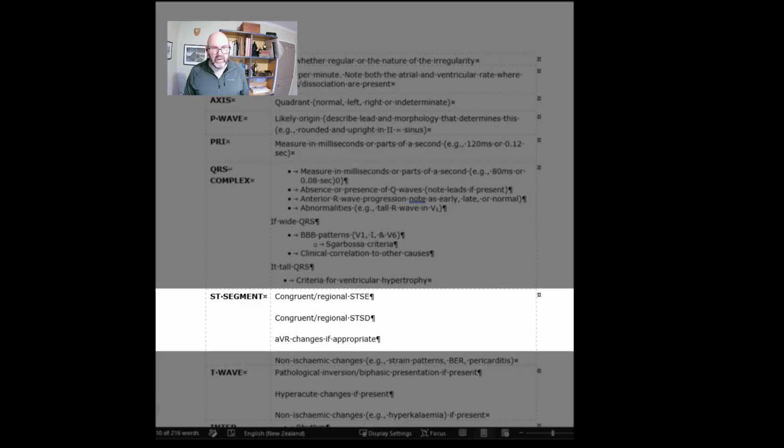The seventh element on the template is the ST segment. So paramedics appreciate the role of the ST segment in determining the presence of ischemia. This portion of the template requires you to note the presence or the absence of congruent ST segment elevation or ST segment depression, and which leads or lead groups are involved.